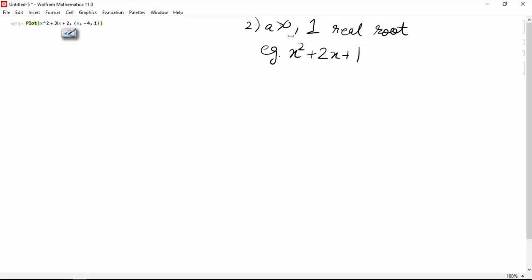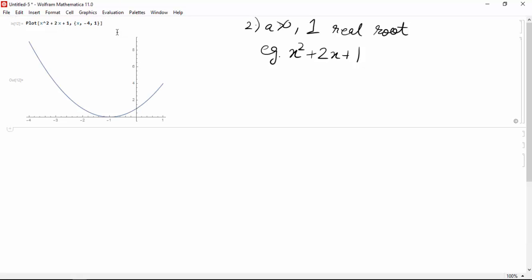Now let's try the second example. Here we have a greater than 0 and one root. For example, x squared plus 2x plus 1. Now let's try to plot this graph. Here we have it. In this case, we see that the graph touches the x-axis at only one point, which is x equals minus 1. This point is (minus 1, 0). Such equations are called perfect square equations and they have one and only one real root, in this case x equals minus 1.